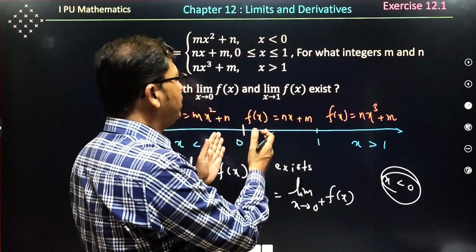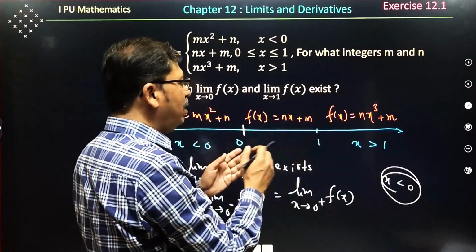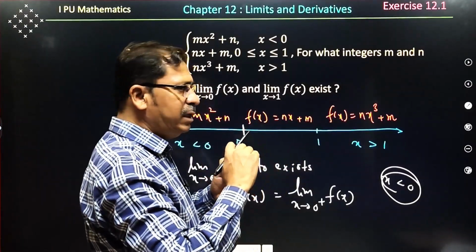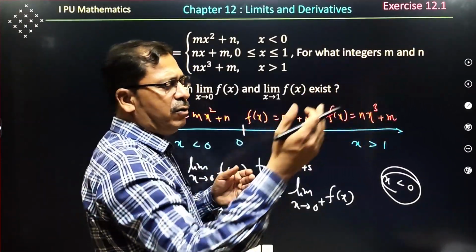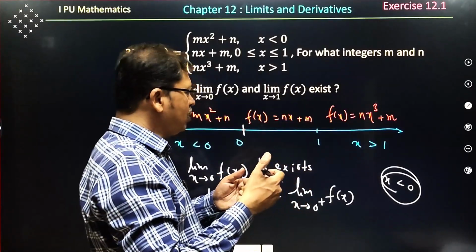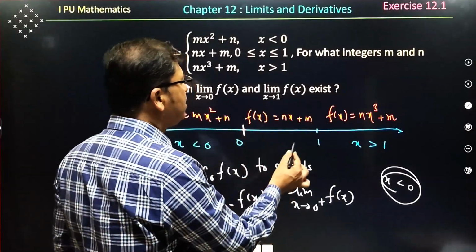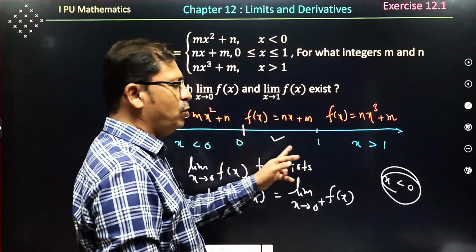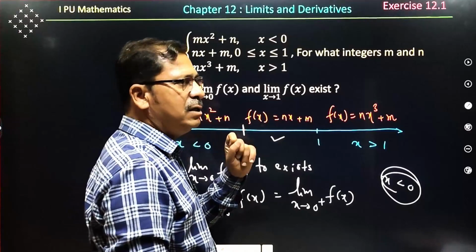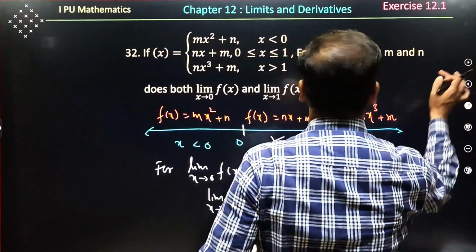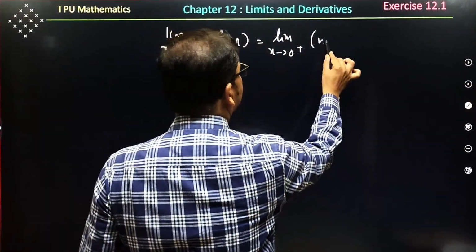Both appear here, the function greater than 0. But tending limit greater than 0 means it is not far away, very close to 0, that is 0.001, 0.00001 something. It means definitely in this range 0 to 1. Fx is defined as nx plus m. So you need to take nx plus m.